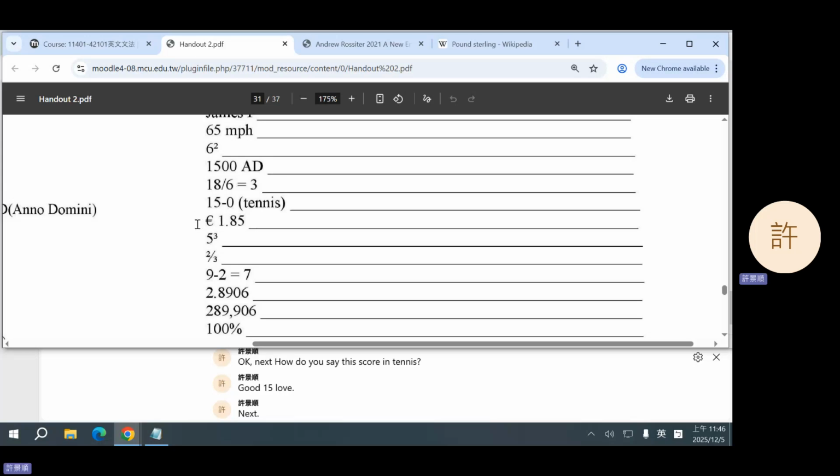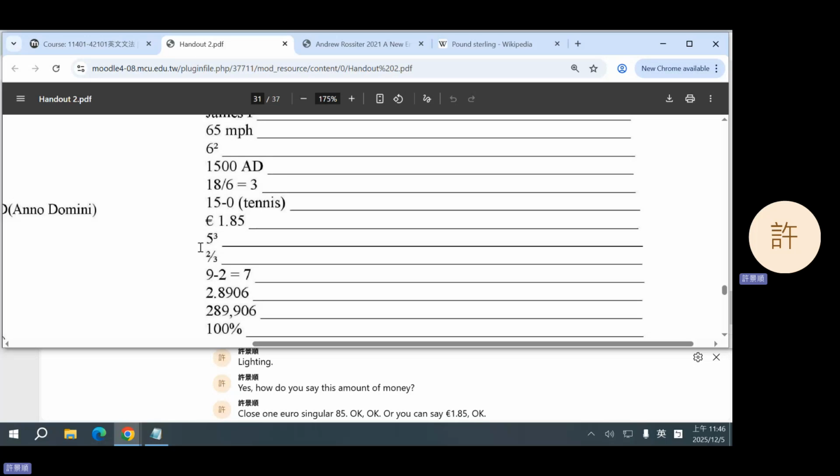Next. How do you say this amount of money? Yes. How do you say this amount of money? Close. €1, singular, 85. Okay? Or you can say €1 and 85 cents.